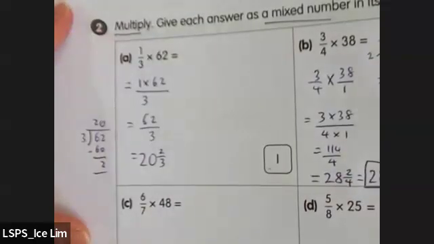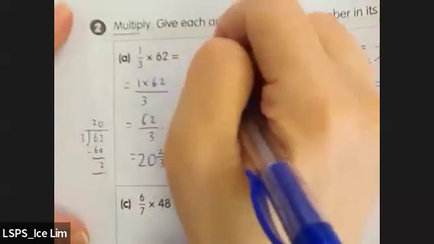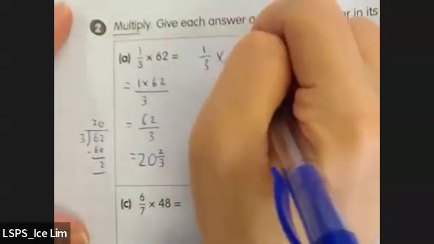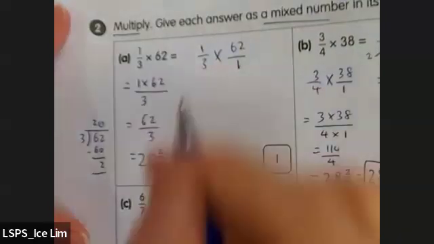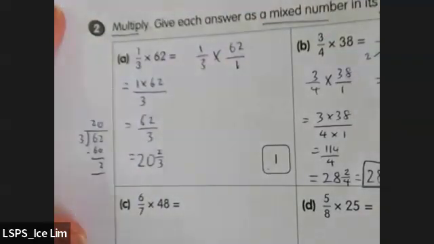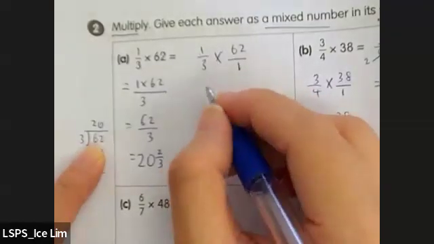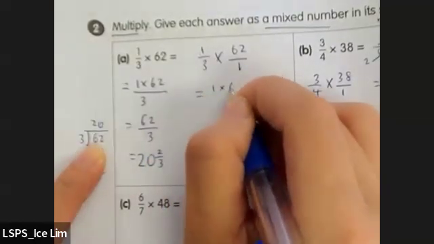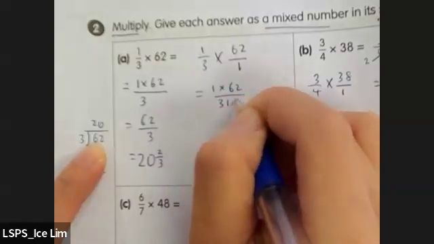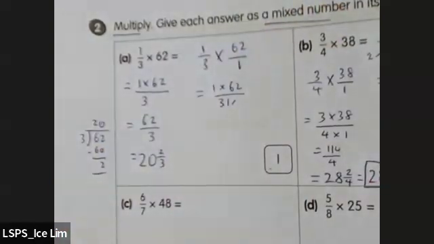Now, if I were to ask myself, can I simplify? Then it will be like 1/3 times 62 wholes, right? Can I simplify? No, actually I can't. I can't simplify anything. 62 is not divisible by 3. So I'll do numerator times numerator divided by denominator times denominator.